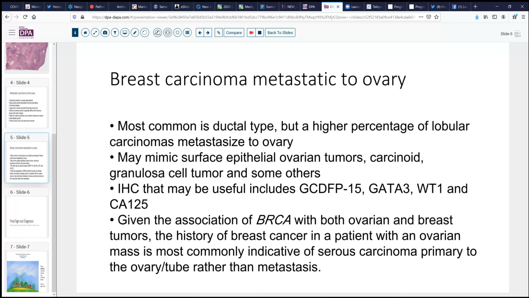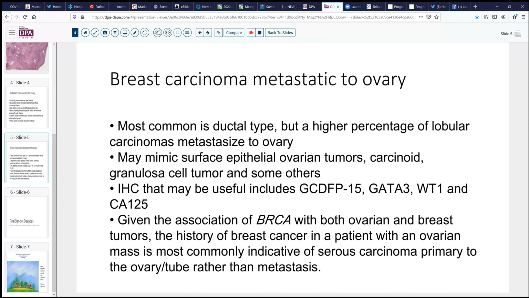Looking specifically at breast carcinoma, most commonly we see ductal carcinoma, as today's case illustrates. But in fact, lobular carcinomas are more prone to metastasize to the ovary. And they, again, may mimic surface epithelial tumors. Carcinoid tumor comes to mind, as well as possibly granulosa cell tumor, as these tumors may occasionally invade primary follicles and displace the normal theca cells.